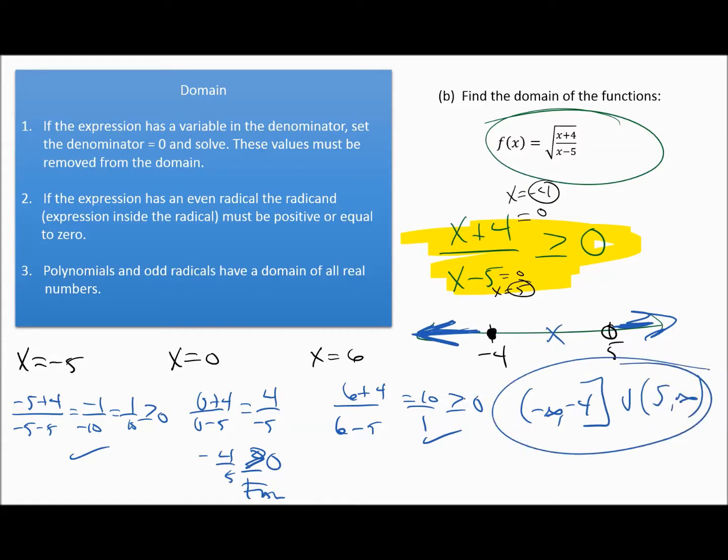That's the domain. What does domain mean? It means the values you are allowed to plug in that function. Notice, I couldn't plug in anything from the middle. If I did, so for example, if I plug 1 in up here, that'd give me the square root of 1 plus 4 over 1 minus 5. Well, that's 5 over -4, which is a negative number. You cannot take the square root of a negative number. See what I mean? So you're trying to find out what you're allowed to plug in that function.